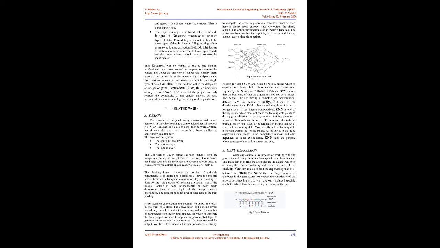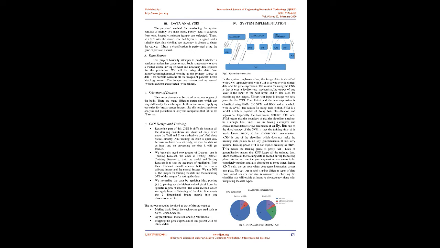KNN is an algorithm which does not make the training data points do any generalization. It has a very minimal training phase, or no explicit training as such. This means the training phase is pretty fast. Lack of generalization means that KNN keeps all the training data. More exactly, all the training data is needed during the testing phase. In our case, the gene expression data seems to be completely random and also dependent to some extent, hence KNN suits the purpose when gene-gene interaction comes into play.